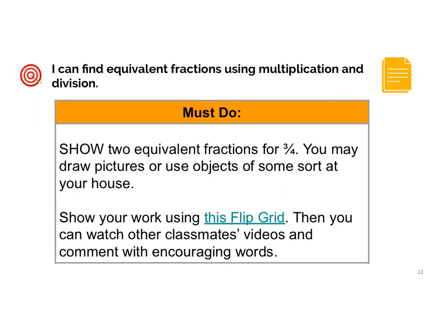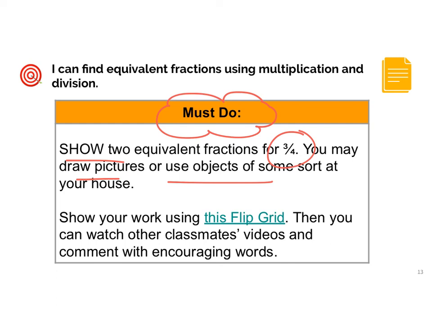And then once you've chosen at least one of those to practice, there's always going to be a must do. So this is kind of like an exit slip or a check-in. You're showing that you've learned what you need to do. So on the must do screen for today, it says, show 2 equivalent fractions for 3/4. You may draw pictures, or since you're at home, maybe you could use some objects from your home. So that may mean, for example, getting out some Legos.